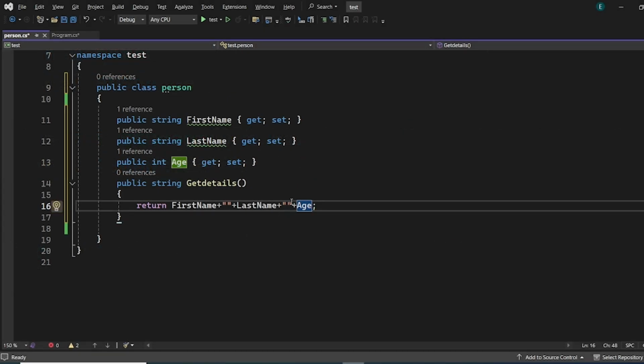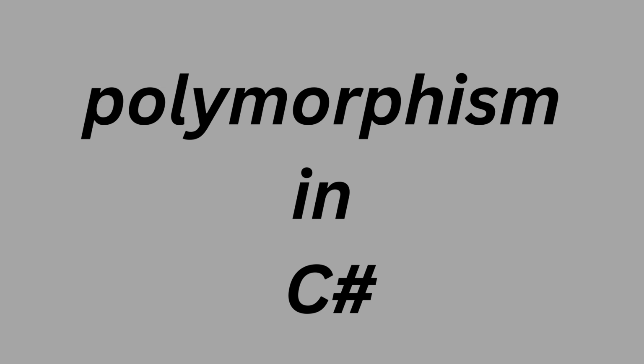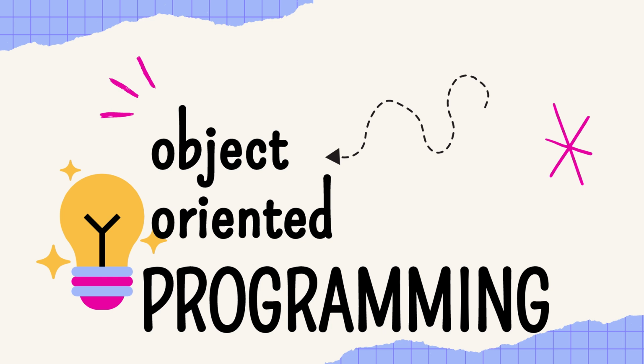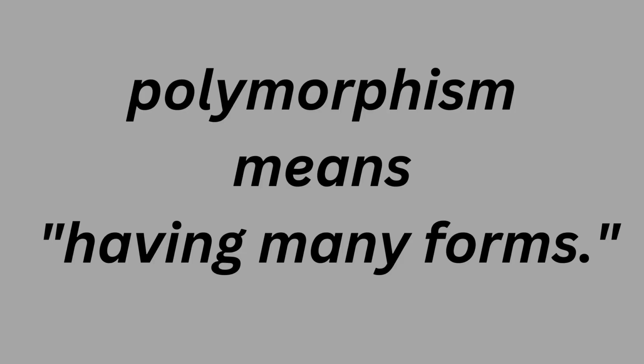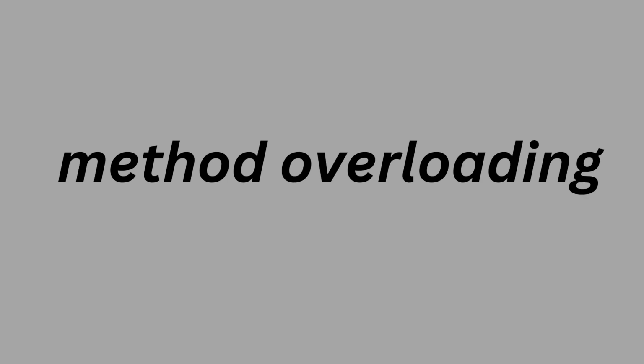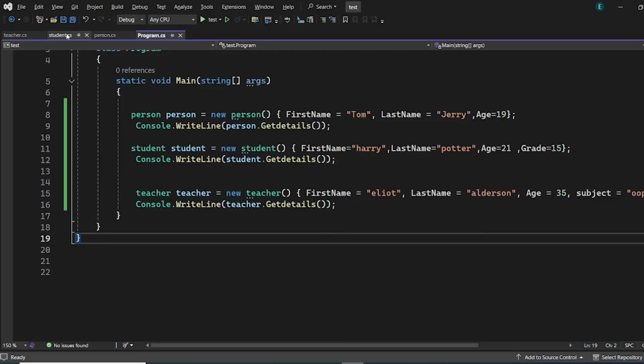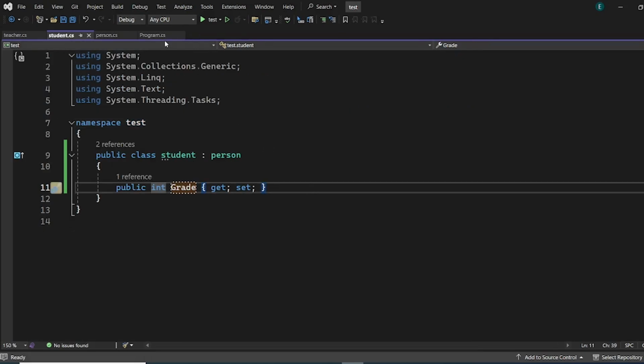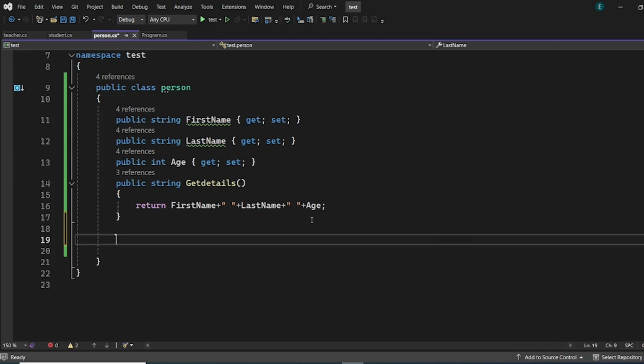Now, I intend to personalize the getDetails method for each of the child classes. This is where polymorphism comes into play as one of the concepts of object-oriented programming. As I mentioned in the object-oriented programming video, polymorphism means having many forms. In the programming world and C#, this means that a method can be defined more than once. We have two types of polymorphism: method overloading and method overriding. Method overloading means having methods with the same name but different signatures within the same class.